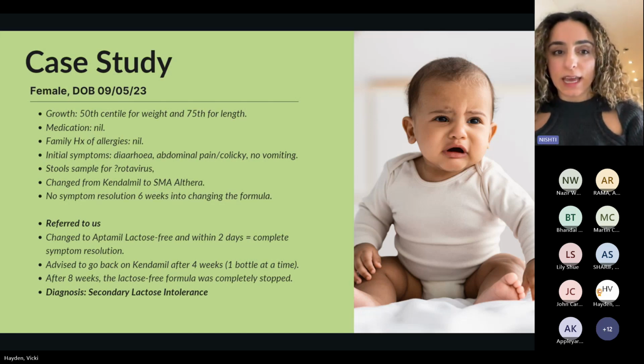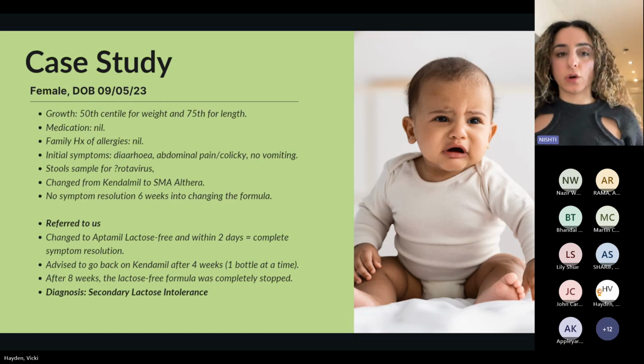If they don't need specialized formulas, we will not prescribe it. So she was advised to go back on Kendamil, 1 bottle at a time. And after 4 weeks, the lactose-free formula was completely stopped. And the diagnosis turned out to be secondary lactose intolerance.